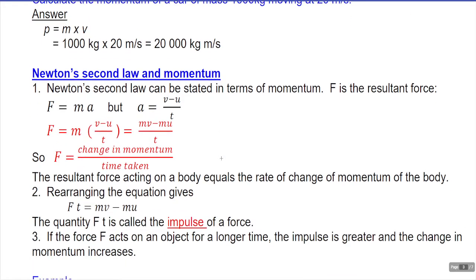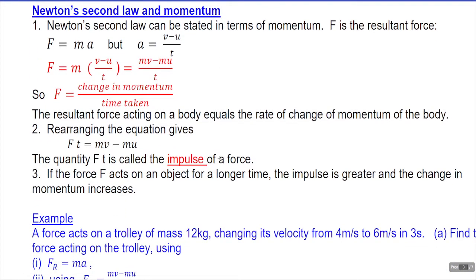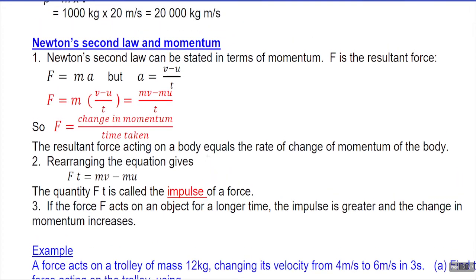Newton's second law and momentum. In my part 1 video, I looked at Newton's second law, which states that the resultant force is equal to mass times acceleration. Now, Newton's second law can be stated in terms of momentum as well. So F is the resultant force, and this is what I went through in the part 1 video, ma. But we know that acceleration is equal to final velocity minus initial velocity over the time taken.